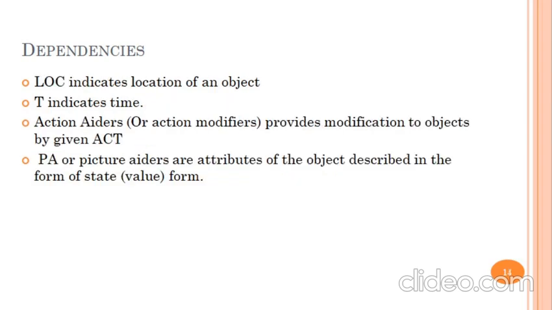LOC indicates the location of an object. T indicates the time. Action modifier provides modification to the object by ACT. PA or picture adder are attributes of the object described in the form of state.